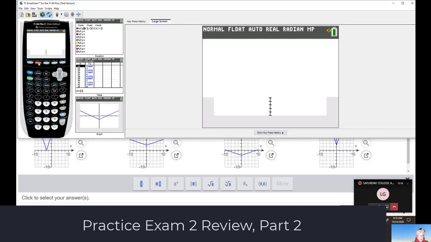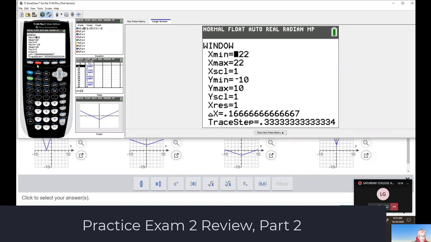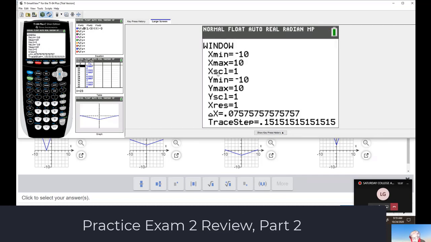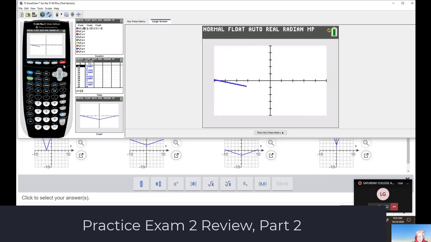So click on window. And let's see, first go zoom 6. Now they use a scale of 2. So I'm going to go to window. There you see window. This is the scale for the x-axis and the scale for the y-axis. If I go down here, back up. I'm going to click 2 to change that to a 2, and then do the same thing to the y-scale. Now when I graph this, it will look exactly like graph C.